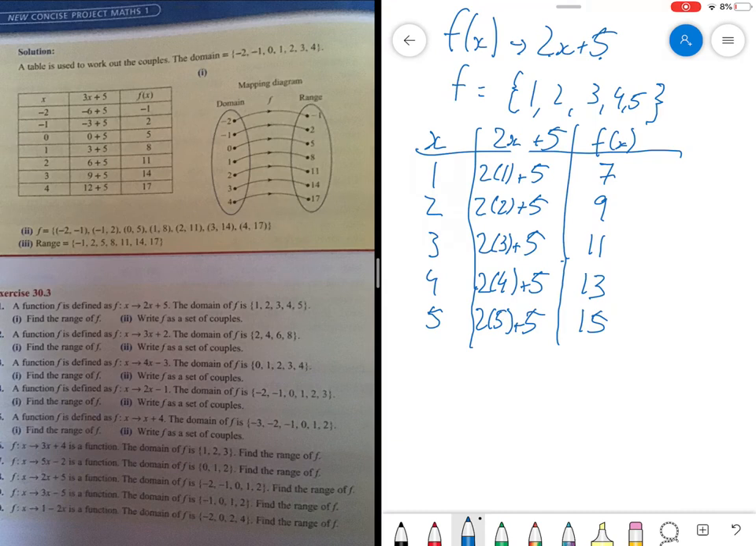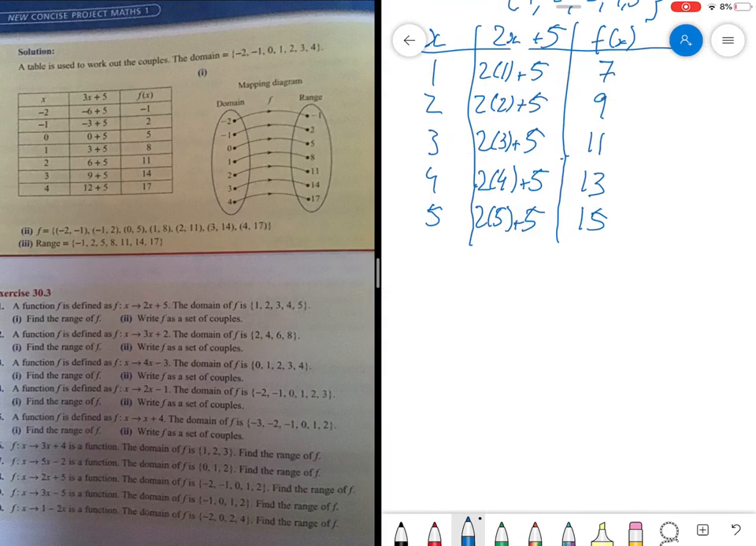So what I need to do now is map these. A mapping diagram looks something like this. We have our domain over here on the left, and our range over here on the right. All I have to do is list out all the numbers in my domain, which is my x values here. So I've got 1, 2, 3, 4, and 5.